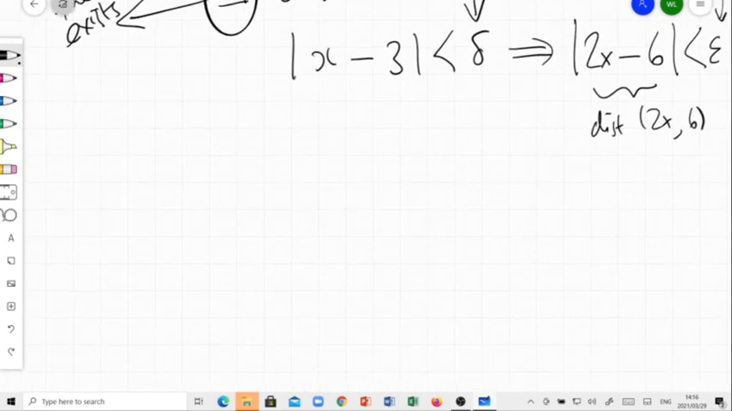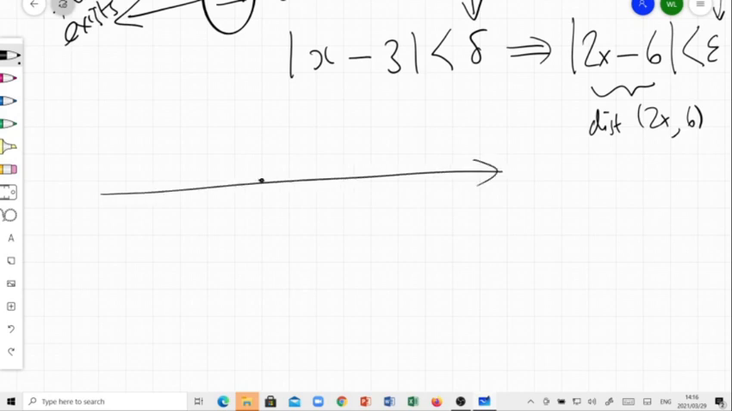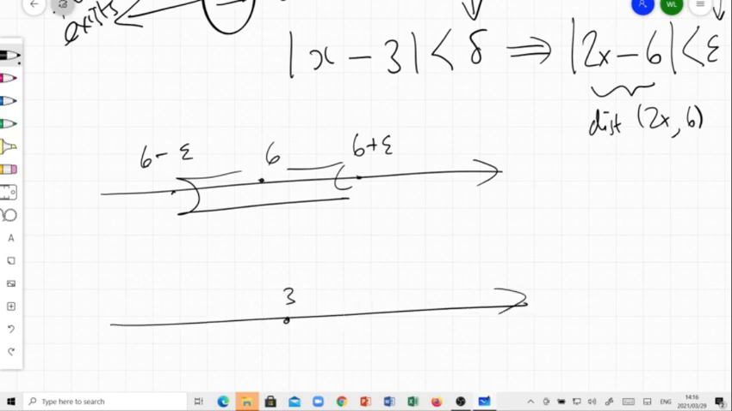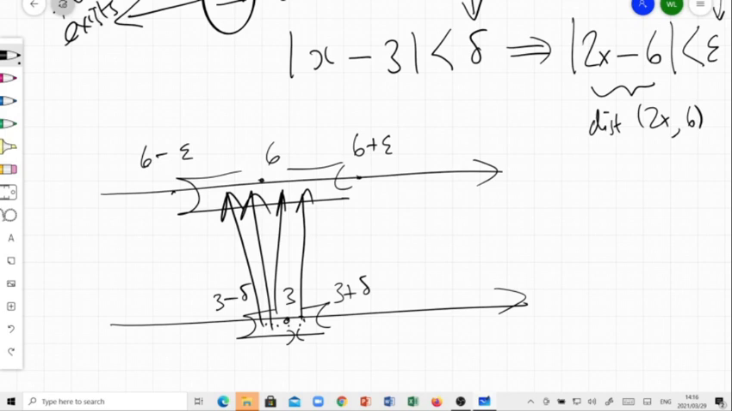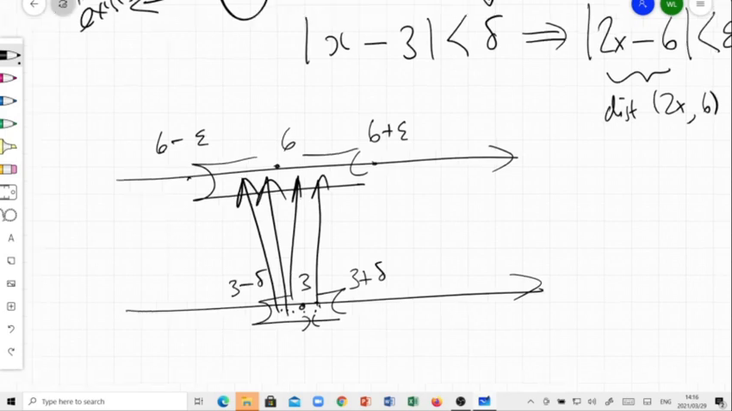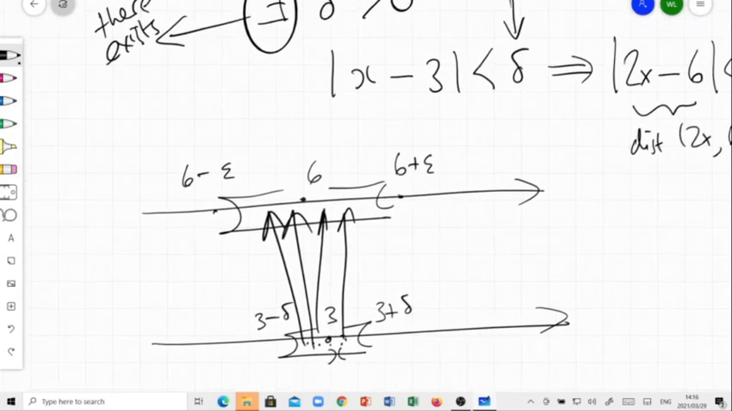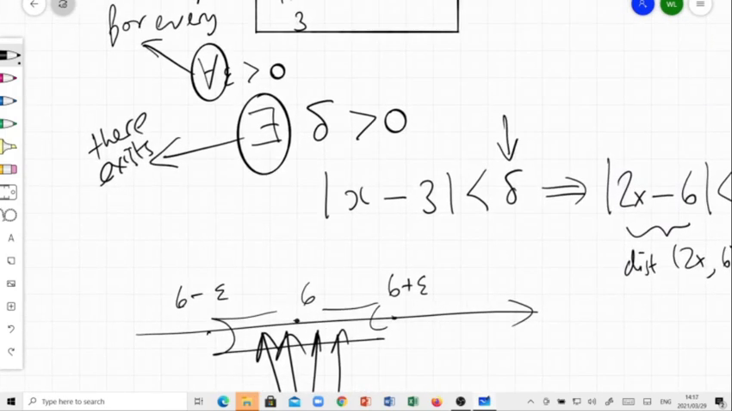Pictorially, this is what it means. For 6, no matter what epsilon is thrown, I have to rise to the challenge and give a delta of x's about 3, such that if I take any x here, all of them without exception are going to be within epsilon of 6. So to say this is the same as saying that.